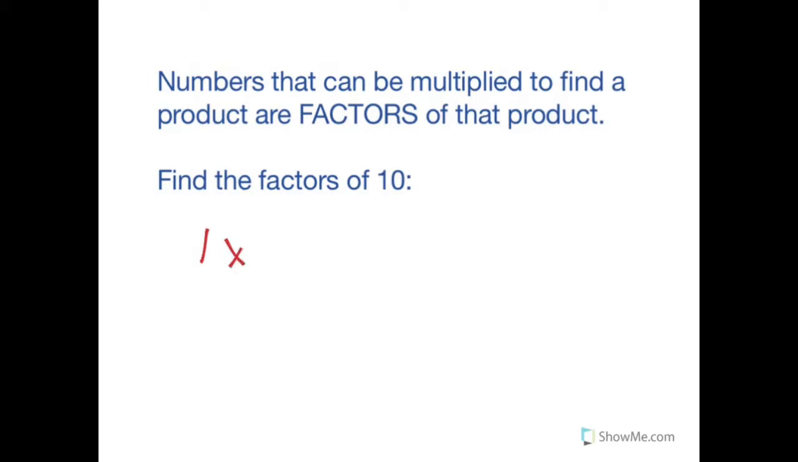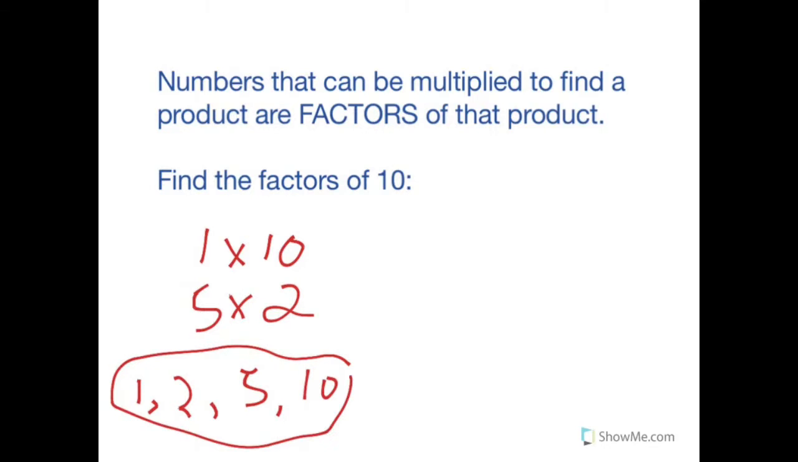1 times 10, 5 times 2. Those are the factors of 10. So the factors of 10, if I was going to write them down, I'd write 1, 2, 5, and 10. Those are all numbers that can be multiplied to equal 10. And here's how I do it. I always write the number, and I always start with 1. Because any number times 1 is itself, you know 1 and 10 are going to be on that list.